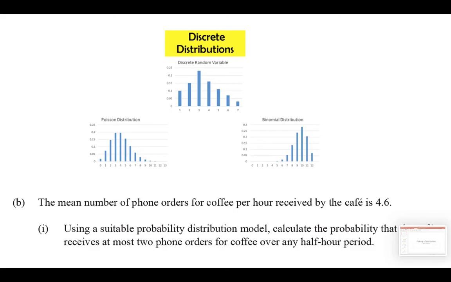Okay, the mean number of phone orders of coffee per hour received by the cafe is 4.6. So the number of phone orders, that's discrete. Coffee per hour, hour is continuous. Discrete per continuous. Reminds me of a certain cat I know. Poisson distribution. Excellent.